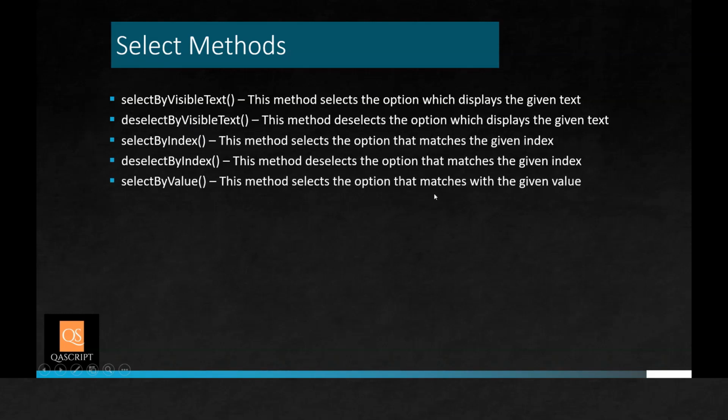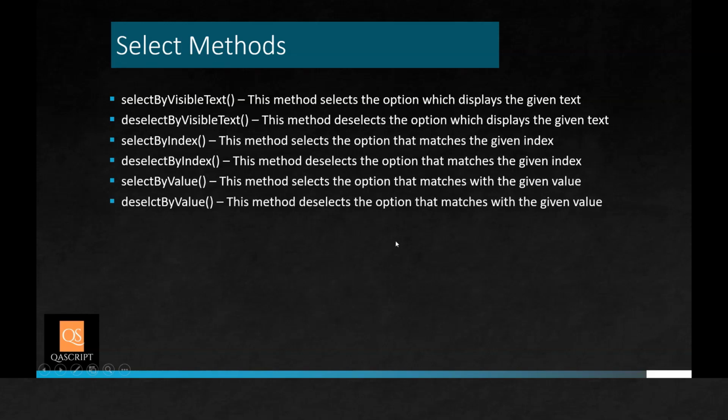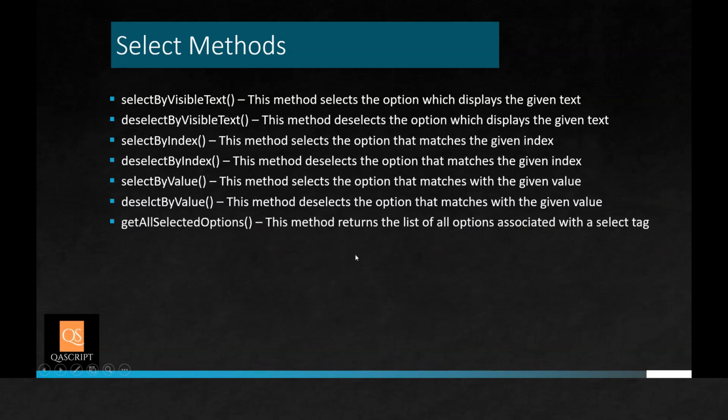Then there is select by value. Every option in a select drop down has a particular value which is defined inside the web element. You will find it in your options inside the select drop down. You can use the given value and select the option. Similarly, deselect by value. So these are all the methods through which you can select and deselect options in a select drop down.